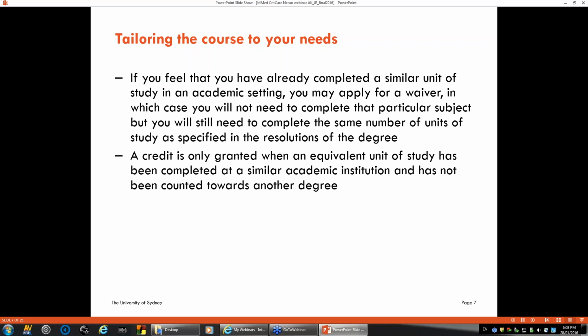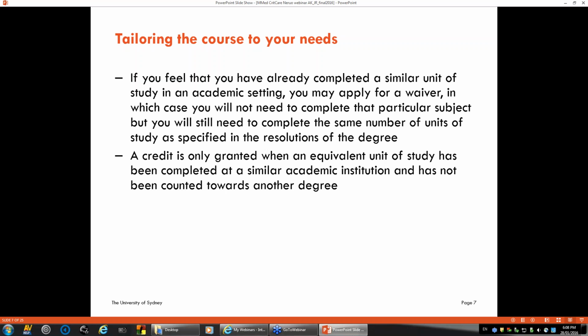And remember that you can tailor the course to your needs. I've talked to a few of you already, and for example, some of you have already completed a Master of Public Health and have asked me if you still need to complete an introduction to clinical epidemiology. And the answer is no, you can apply for a waiver.